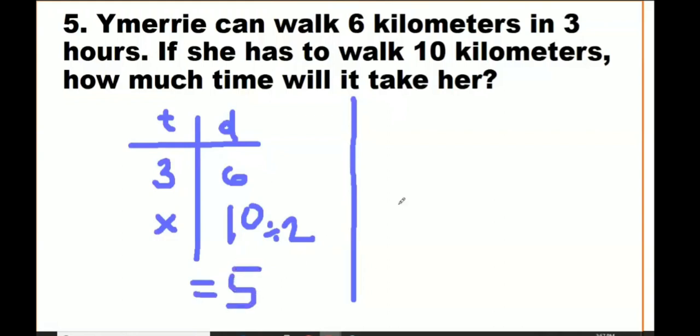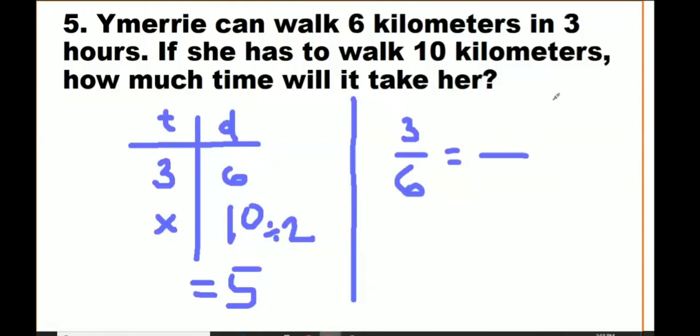Okay, now using the butterfly method. So we can write the 3 hours on the top. Again, it doesn't matter where you put it, as long as you are consistent on the other side. So I will put 3 hours on top, and at the bottom is 6 kilometers. On the other side of the equation, we're going to have a ratio, 10 kilometers is to unknown, right?